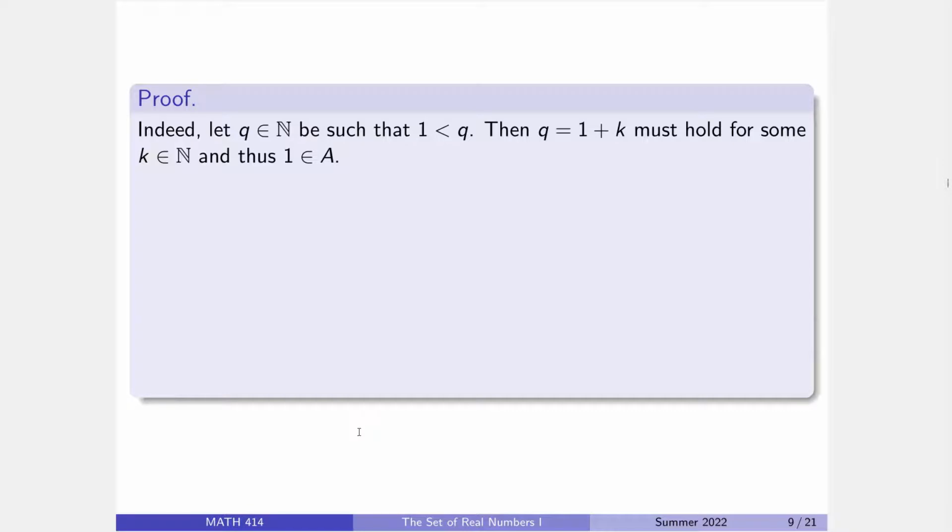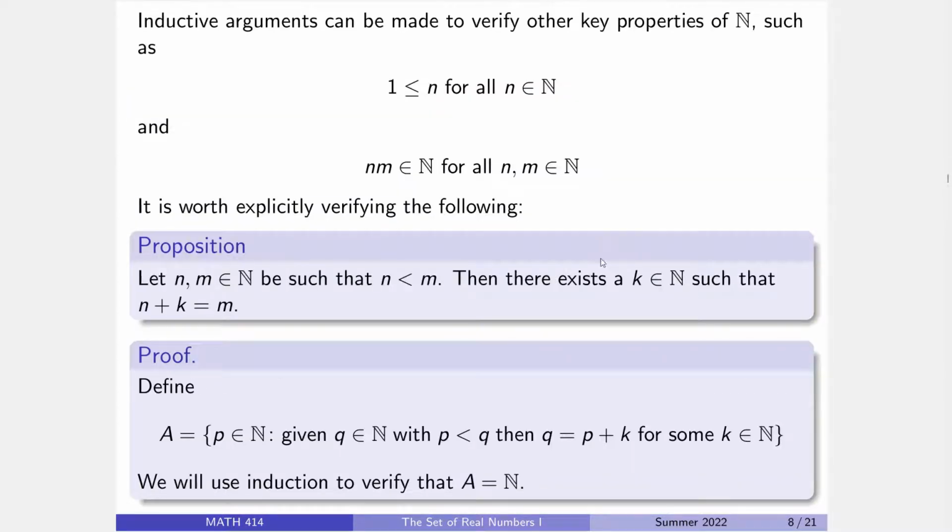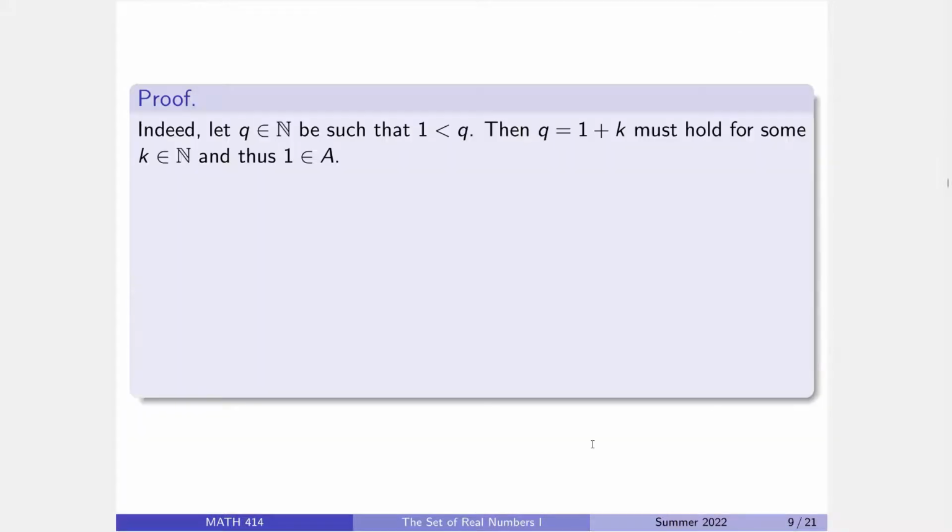Okay, so let q be something strictly bigger than 1. Well, q is a natural number, and it's not 1, and we've already proven that the natural numbers are precisely the things that are 1, or are 1 plus some natural number. And note, that is precisely the requirement here. So p in this case, the base case, is equal to 1, so replace this with 1 and replace this with 1, it's true. So 1 is in the set.